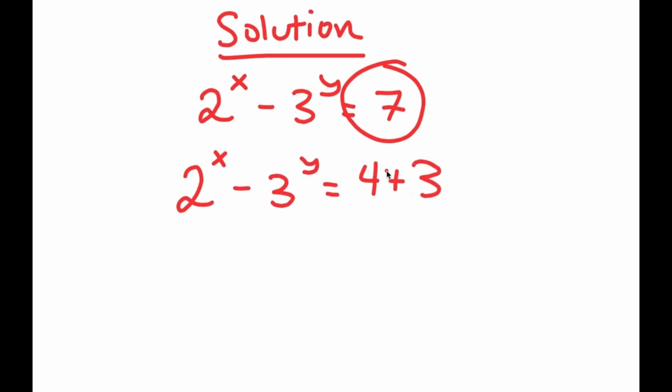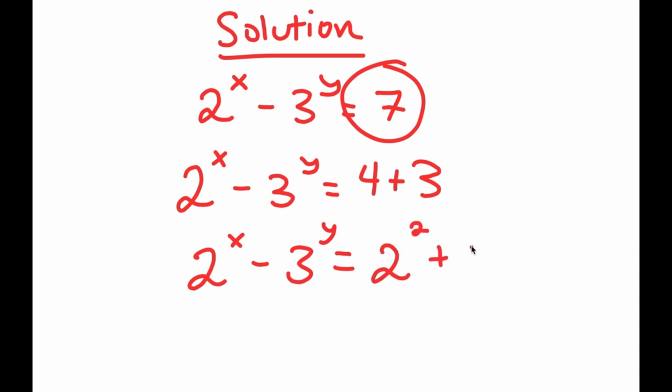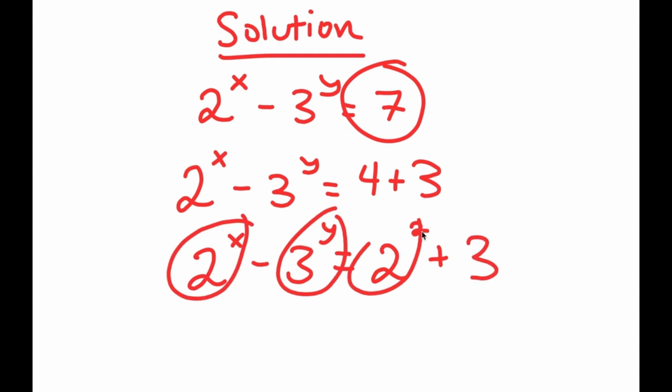And the reason I did this was because 4 is the same thing as 2 squared. So now I get 2 squared plus 3. And notice how I have something in the form 2 to the power of a number, minus 3 to the power of a number, is equal to 2 to the power of a number, and I also have 3 to the power of 1.